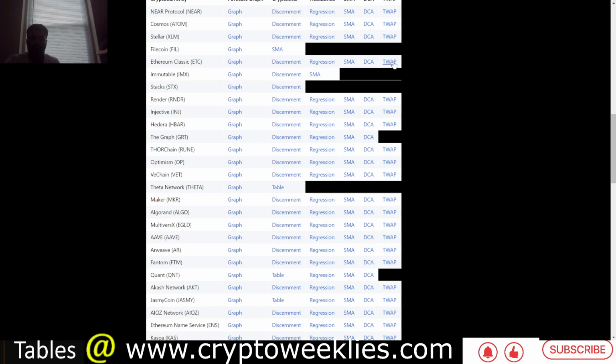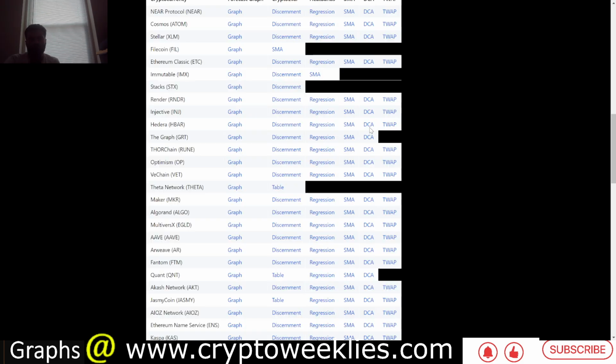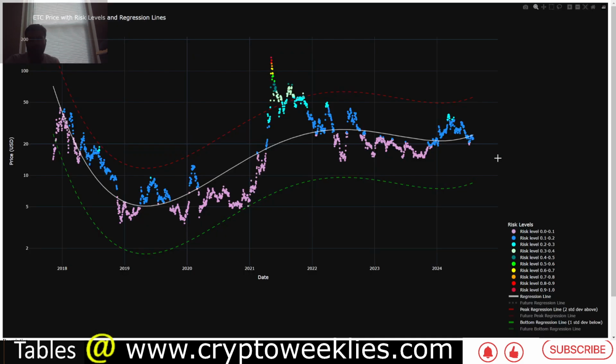We'll look at the longer term dollar cost averaging strategy, the TWAP model. Per this model, the price is really close to the TWAP price or the time weighted average price. That's why the color code, if you see, it's in the lightest version of purple. This is the most undervalued per hour analysis. Whenever the price is close to the time weighted average price, this going forward to the dollar cost average related model for Ethereum Classic. The dollar cost average related model, this is a time weighted multiplier.